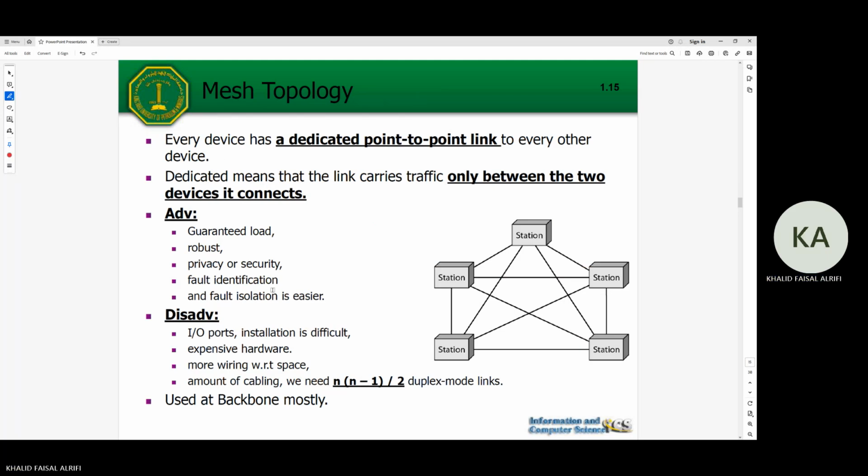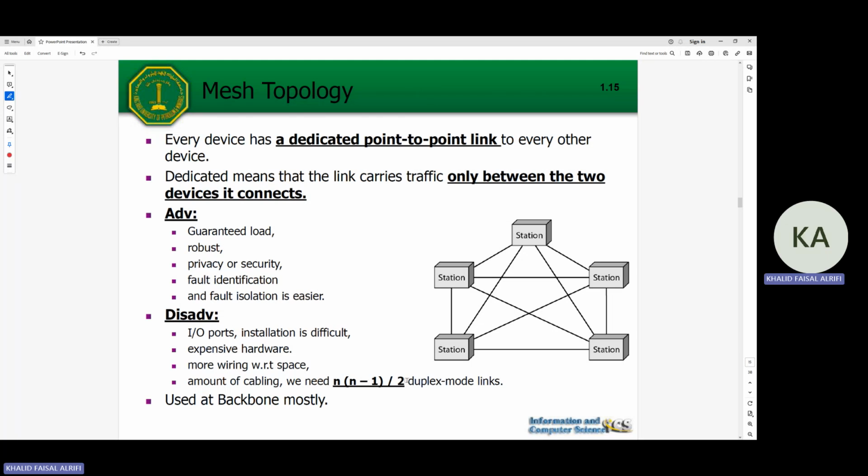Mesh topology. Every device has a dedicated point-to-point link to every other device, as we said. Dedicated means that a link carries traffic only between the two devices it connects. Advantages: guaranteed load, robust privacy or security, and fault identification and fault isolation are easier. Disadvantages: I/O ports installation is difficult, as shown. Expensive hardware, of course. More wiring space.